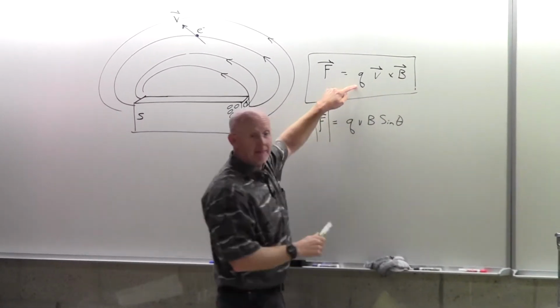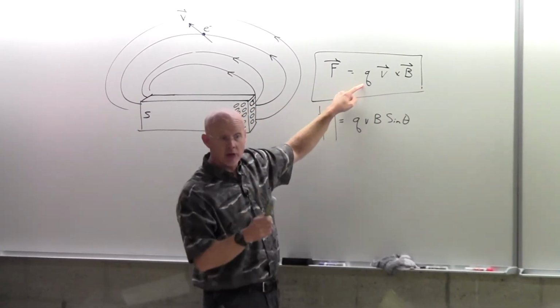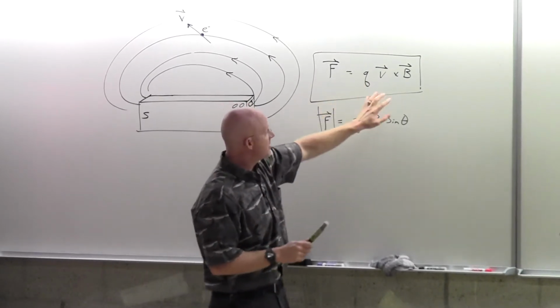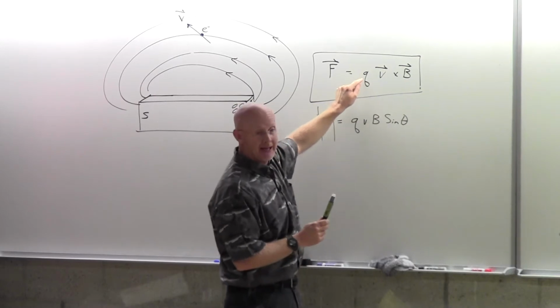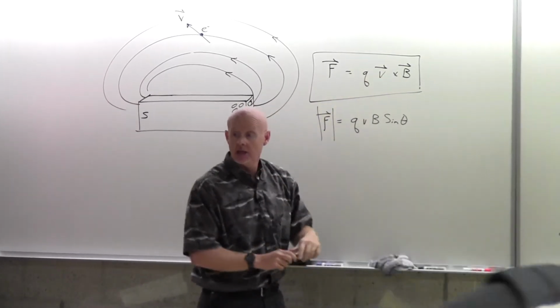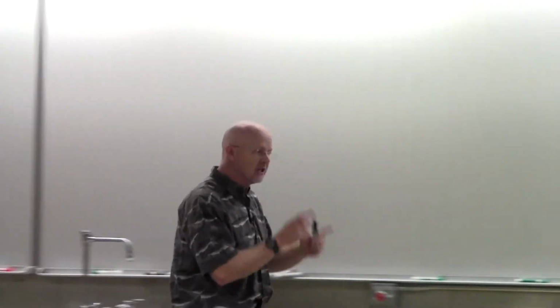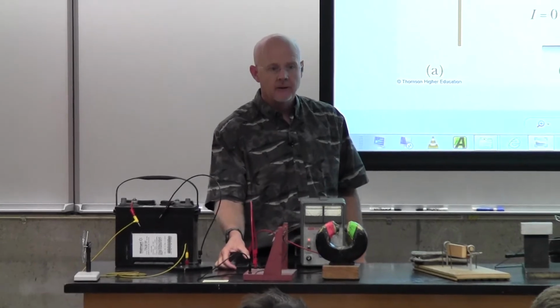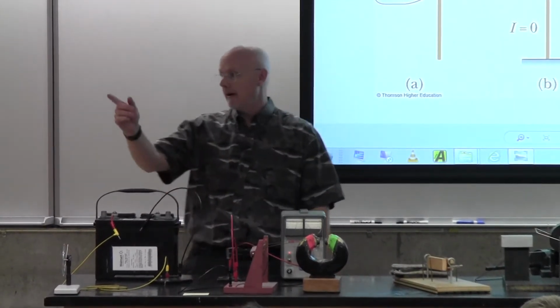Now I need to multiply it by the charge. These are electrons, so they have a negative charge. When you take down and multiply by a negative, the negative of down is up. And so the force on these electrons should be up, and sure enough, it pushes it up.